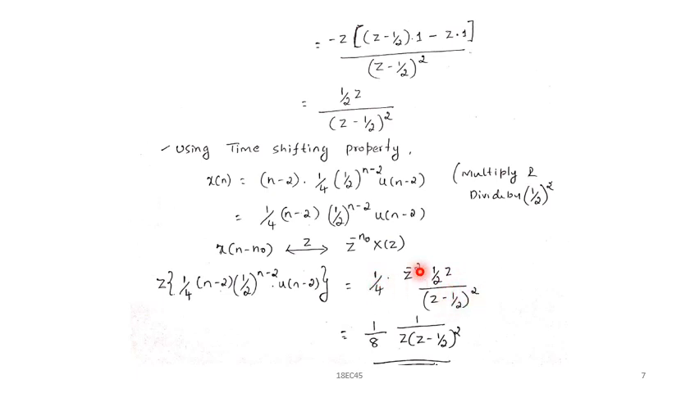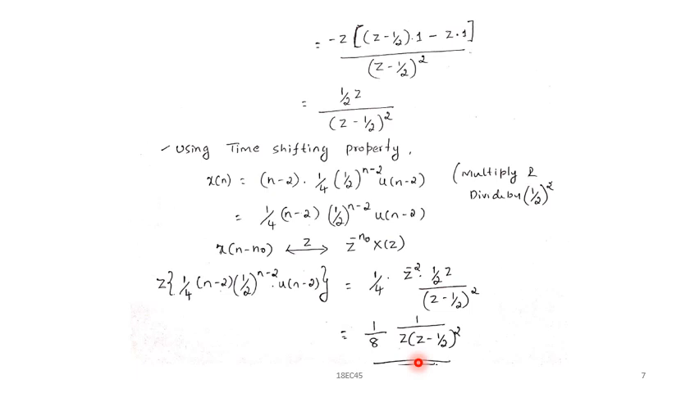Now I'll take 1 by 4 and this is multiplied, so it is 1 by 8, and z to the power minus 2 is z inverse. Therefore, I write it as 1 by z into z minus 1 by 2 whole square. So, in the denominator, we'll get z into z minus 1 by 2 whole square. So, this is the z transform of the signal.